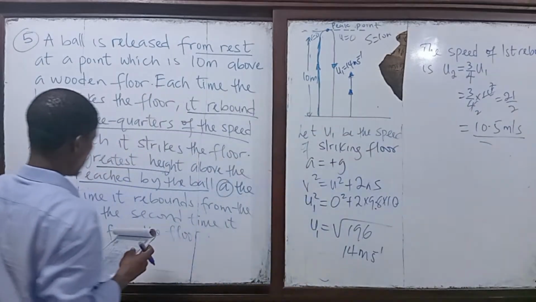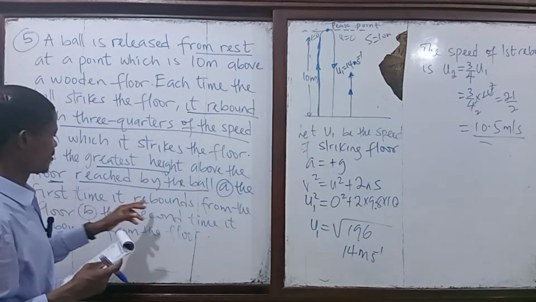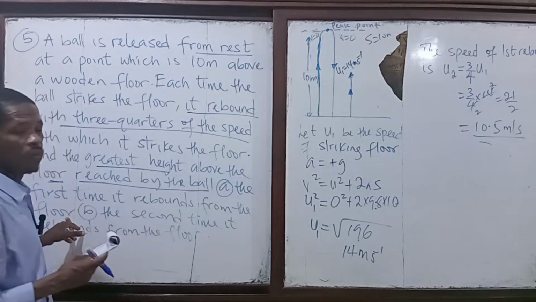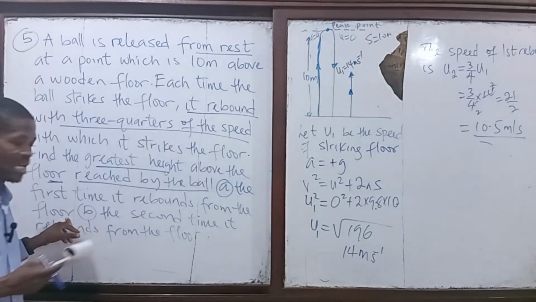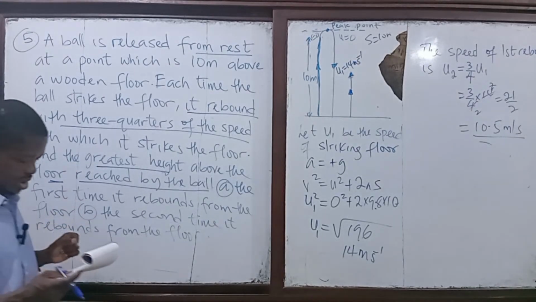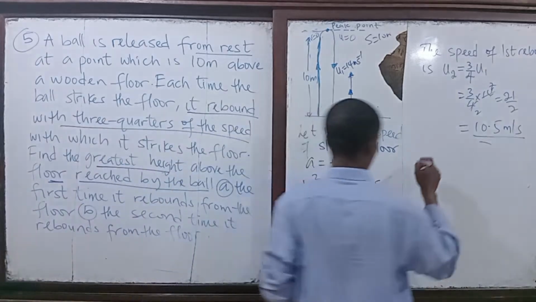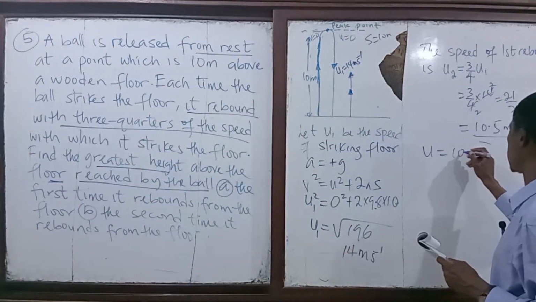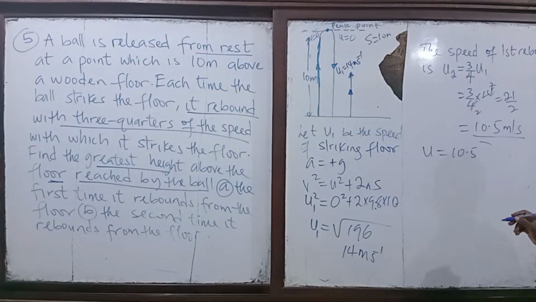We want the height for the first time it rebounds from the floor. So u is 10.5. What else do we have? If it's rebounding upward, a is minus g.